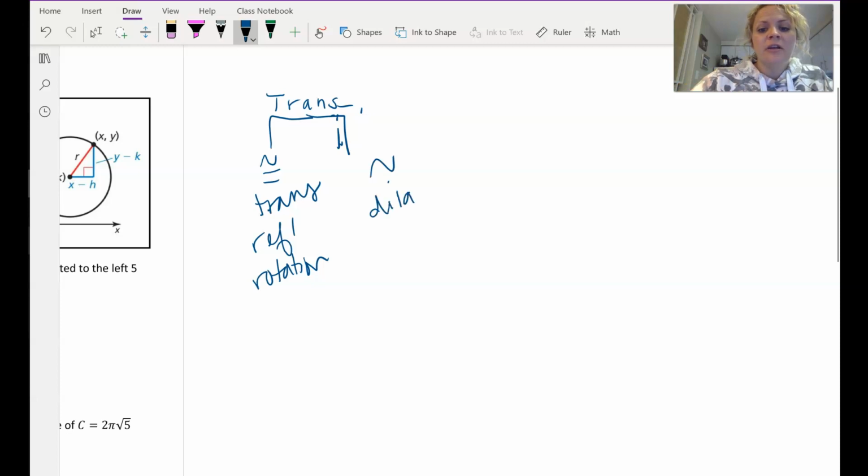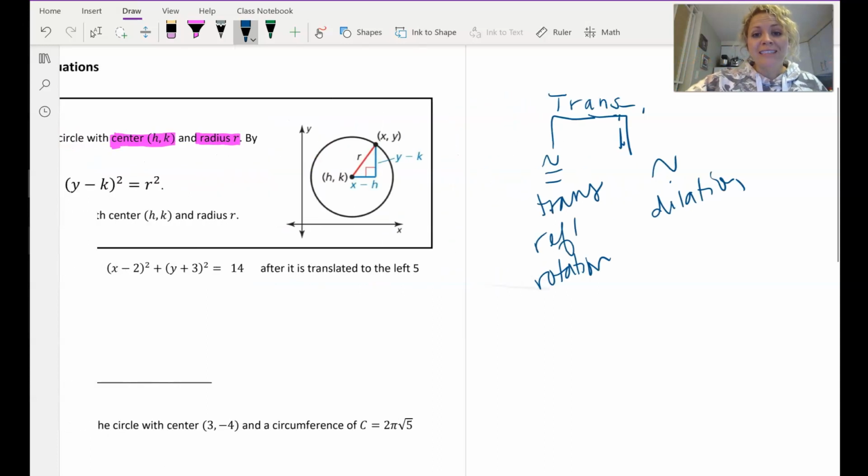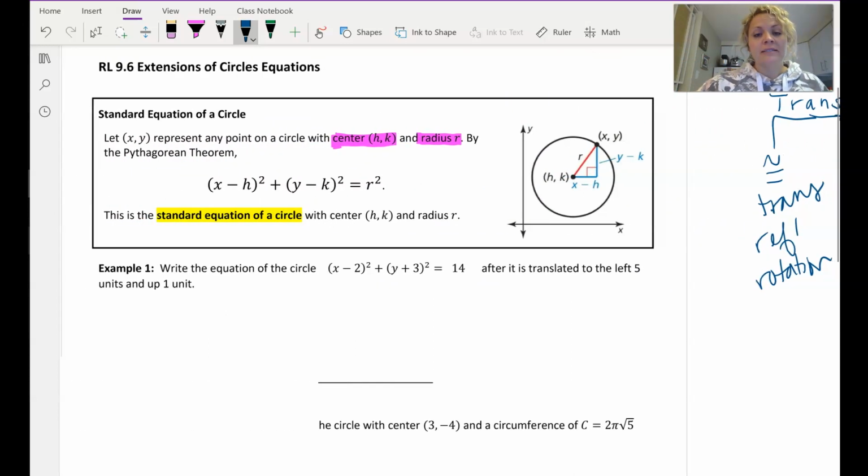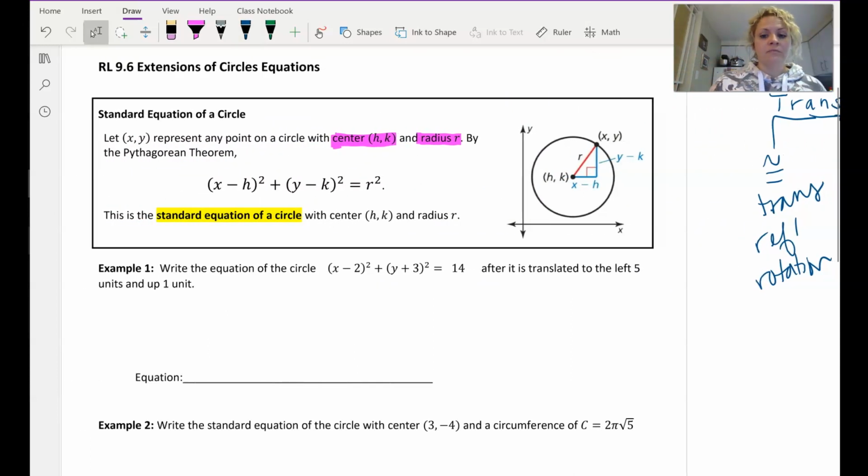So a dilation could cause a shape, whether it's a circle or anything else, to get larger or smaller. But if we're just translating the circle, all that means is we're just moving the circle, either to the left or the right, up or down. So when we write this equation, if we're translating it left and up, the radius is not going to change because the circle's not getting larger or smaller.